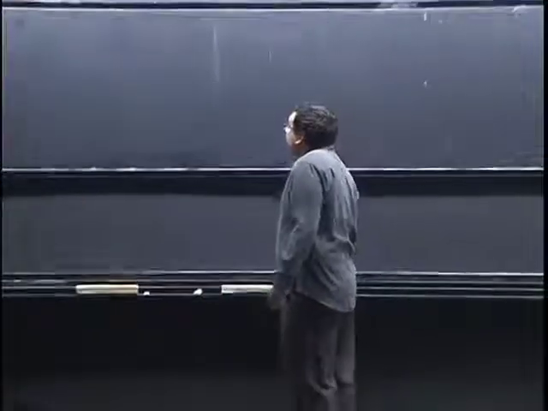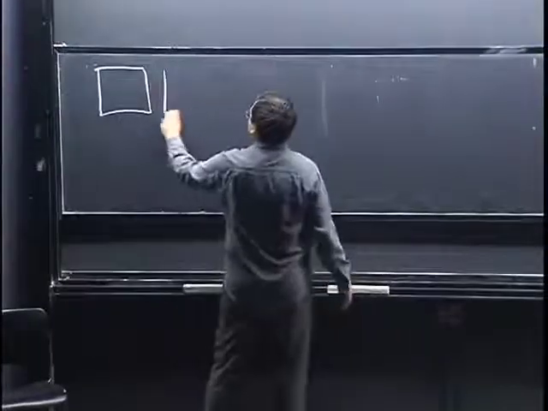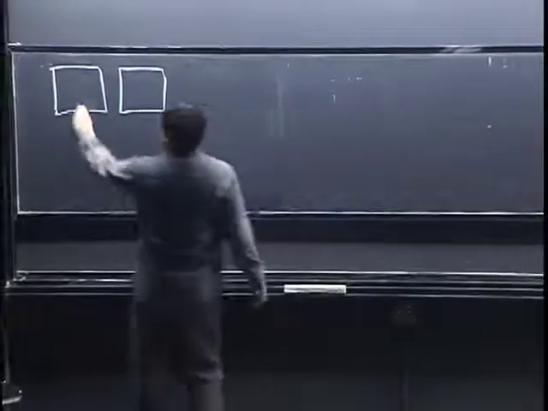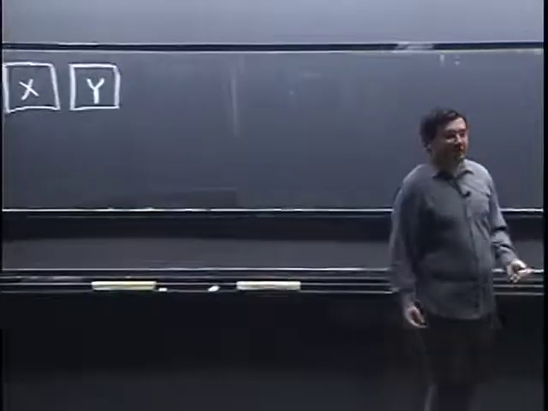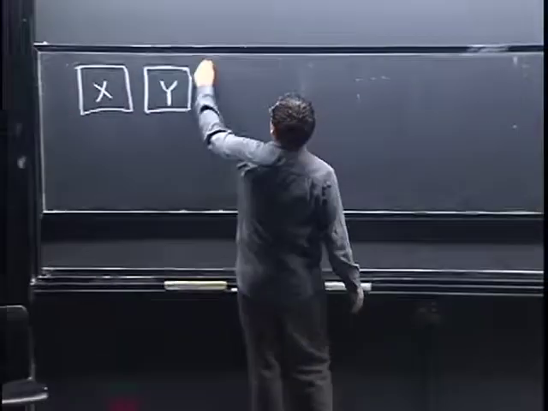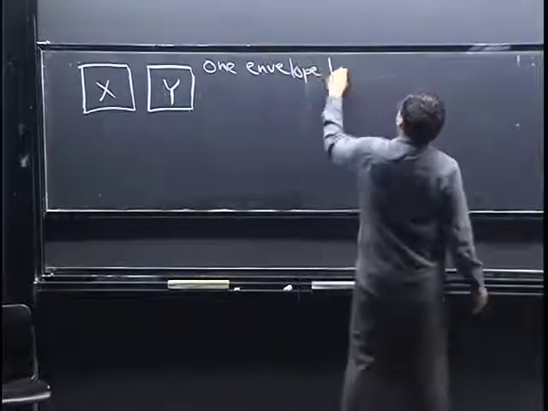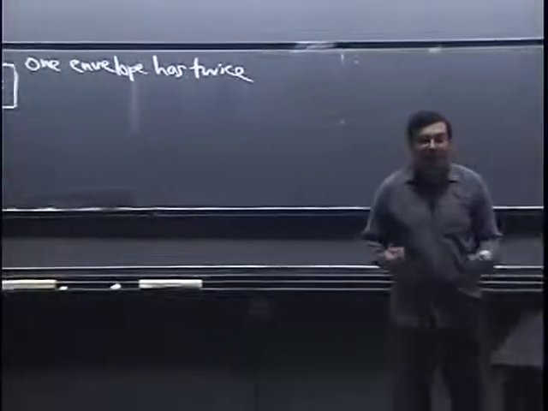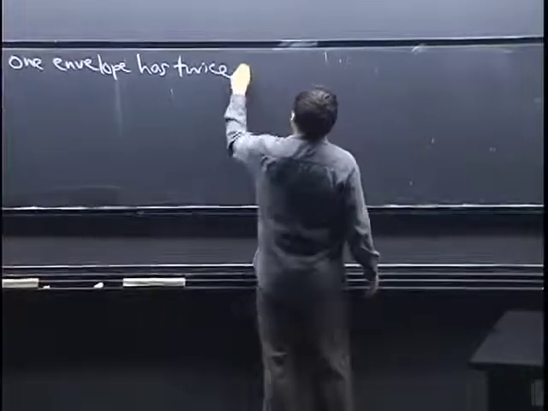So the problem is just we have two envelopes, envelope 1, envelope 2. They look identical, and suppose there are X dollars in here and Y dollars in here, and you don't know anything at all about X and Y. These are random variables right now. And all you know is that one envelope has twice as much money as the other. So they each have a check for some amount of money, and one is double the other, but you have no information other than that.